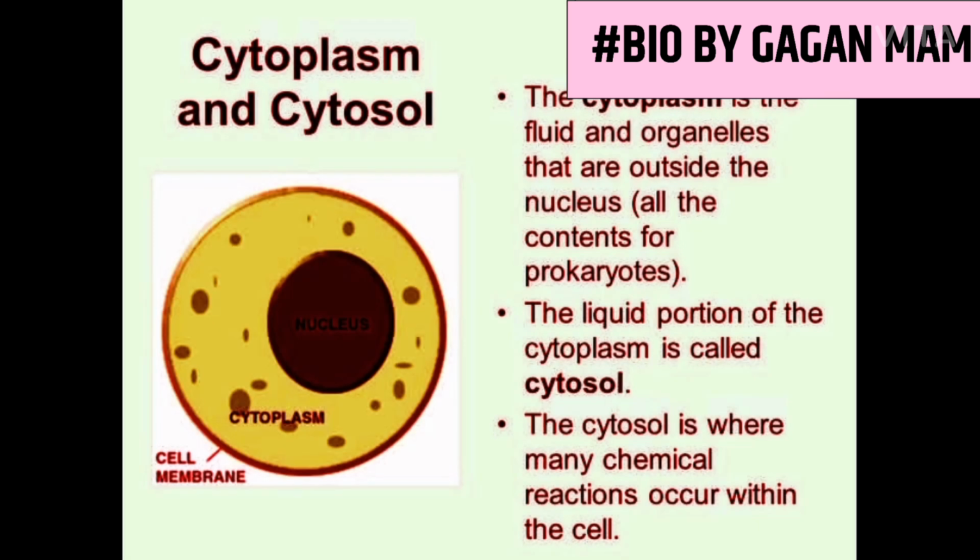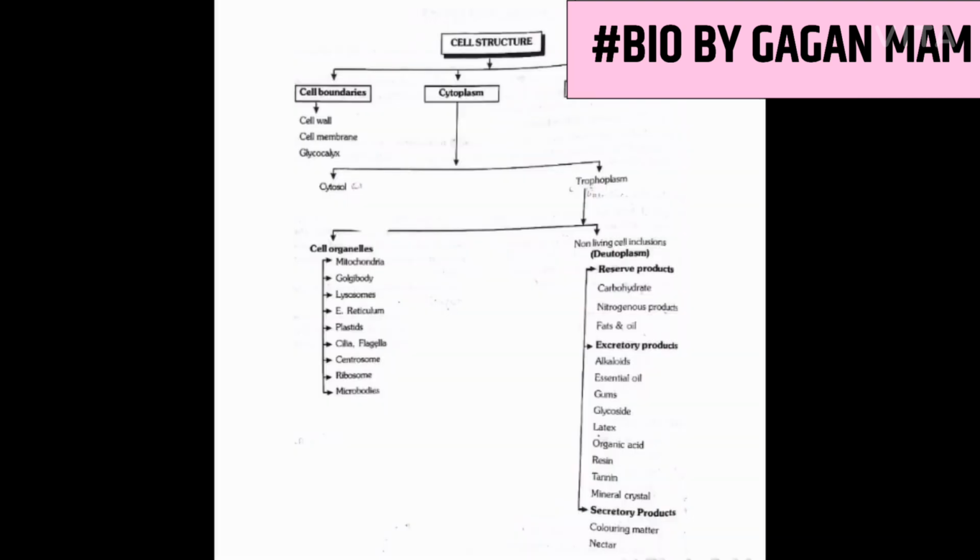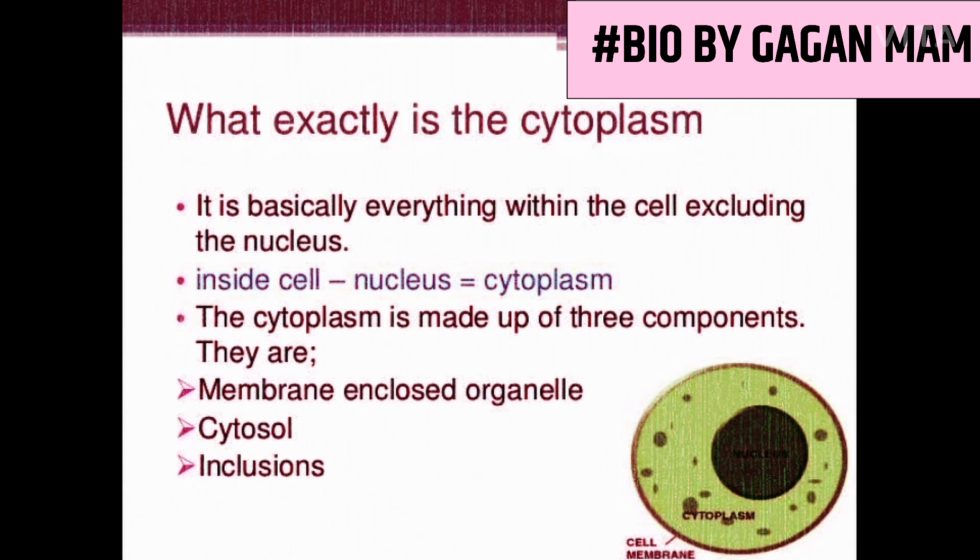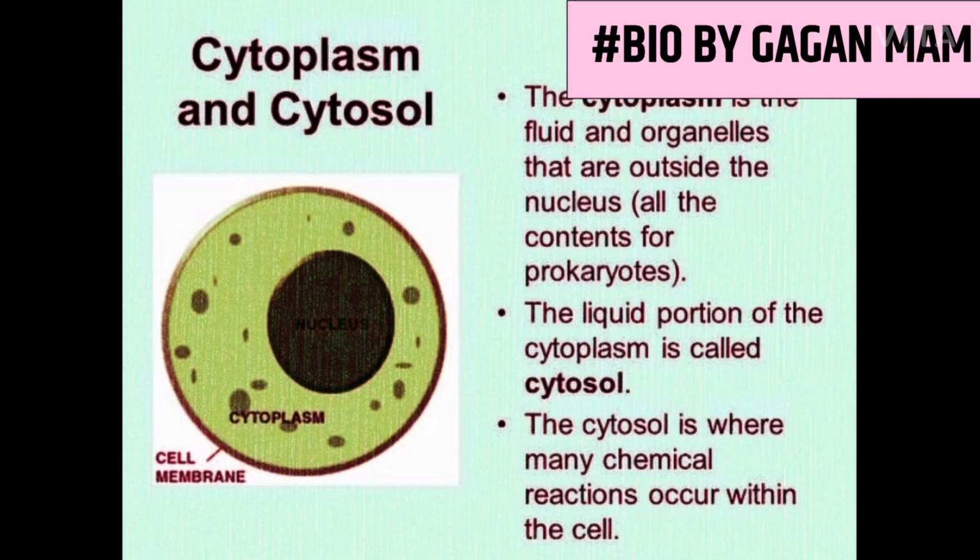It's the place where many chemical reactions occur within the cell. The part of cytoplasm containing cell organelles and non-living inclusions is termed as trophoplasm. Now what exactly is cytoplasm? It's basically everything within the cell excluding the nucleus. Inside cell minus nucleus equals cytoplasm. It is made up of three components: membrane-enclosed organelles or the cell organelles, cytosol, and inclusions. We have already discussed cytosol, the liquid matrix of cytoplasm except organelles.